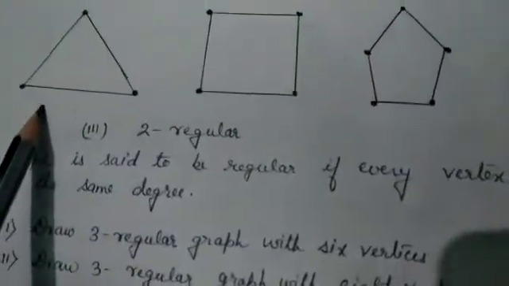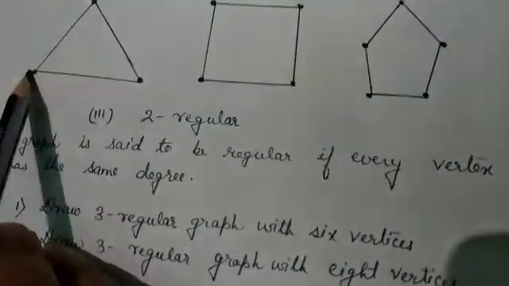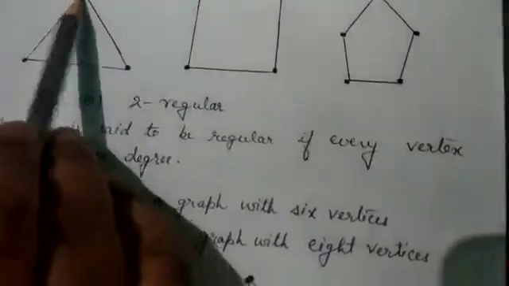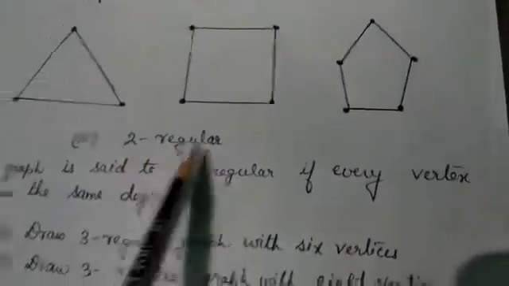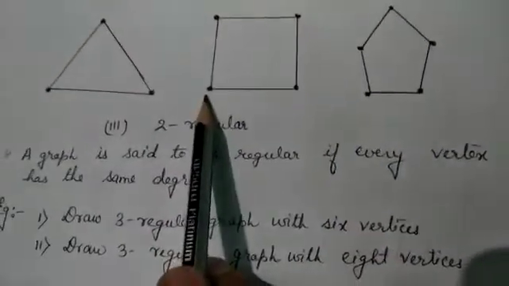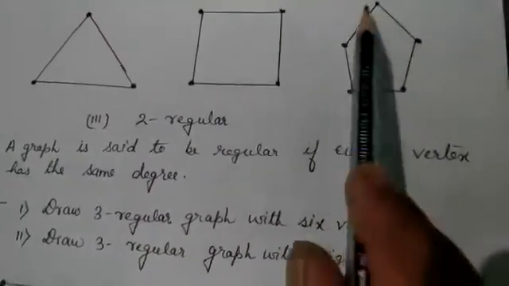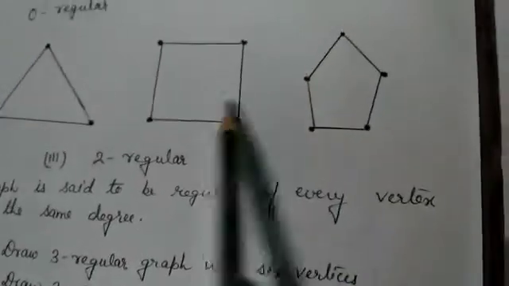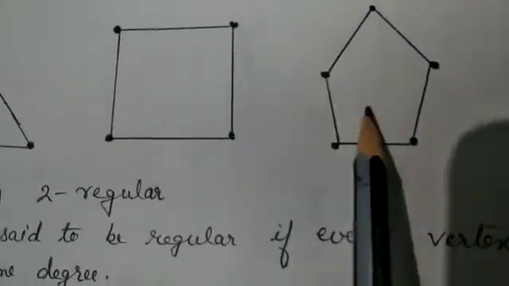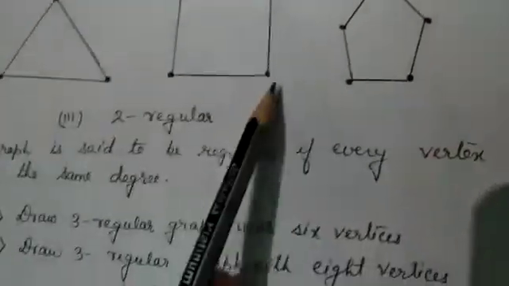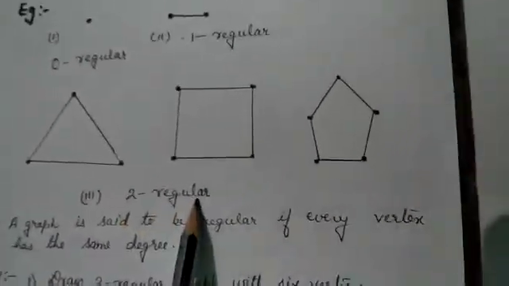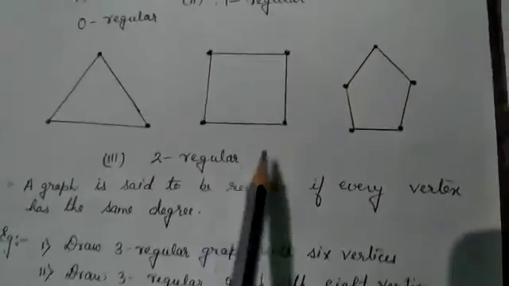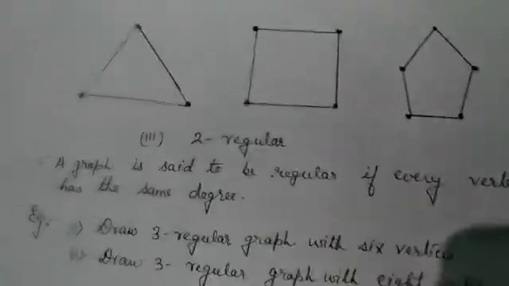In the third diagram, you can see a triangle. Each vertex has degree 2. So this is a 2 regular graph. Here you can see the square, or this diagram, in each graph, each vertex has degree 2. So we can say that these 3 graphs are 2 regular graphs, because they have the same degree.